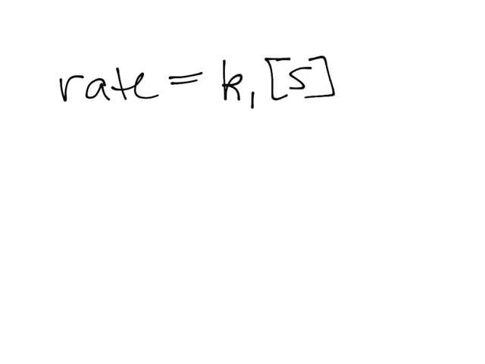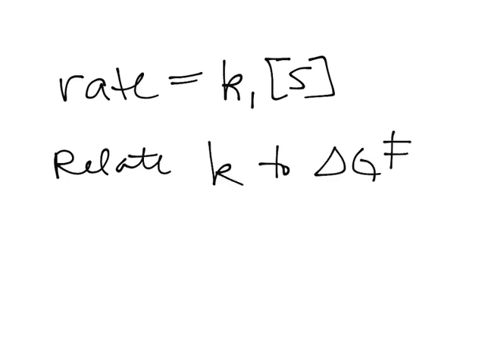If we wanted to know something about the rate of that conversion, we know that it would be the rate constant for the forward reaction times the concentration of the substrate. In this case, K1 is a first order rate constant because it depends only on one reactant. There's only one reactant in this particular example. So what we want to do is relate little k to delta G double dagger in much the same way that we related big K to delta G naught. And the way that we do this is we use something called transition state theory.